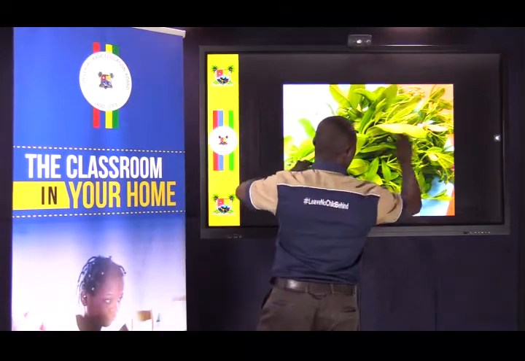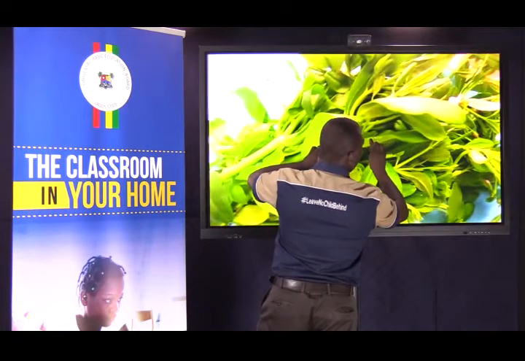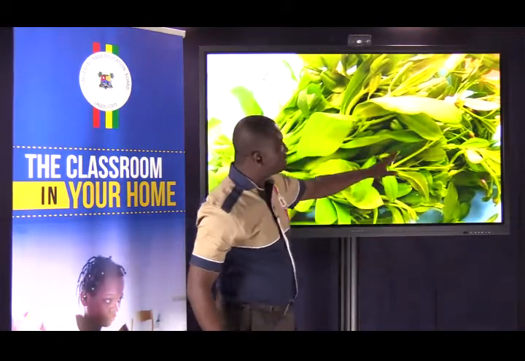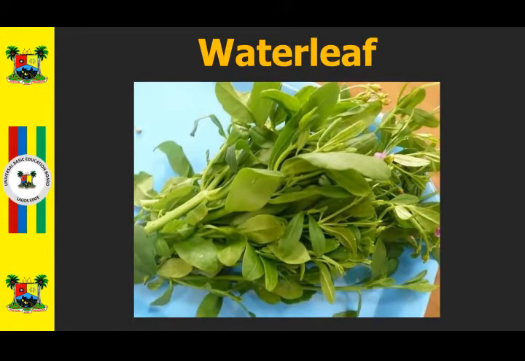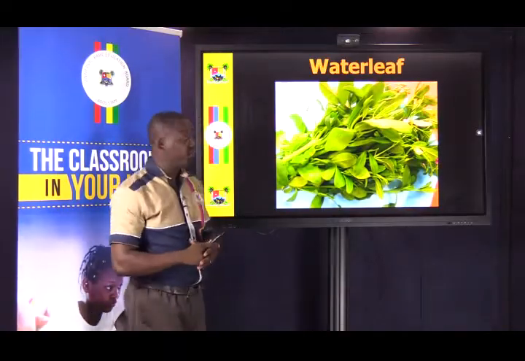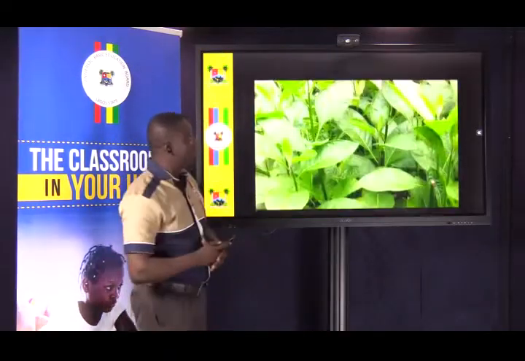All right, I want you to check this. Let me bolden it. Now if you look at the screen, you would see something like a purple flower there, okay? So that is one way you can recognize your water leaf. There are usually purple flowers in the leaves, all right? Okay, so one good example of vegetable is water leaf, okay? All right, let's move on to the next one.